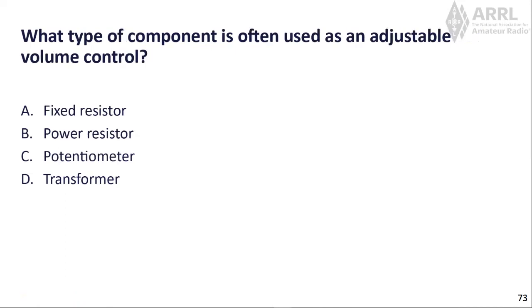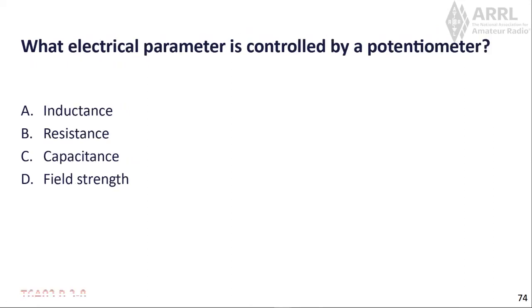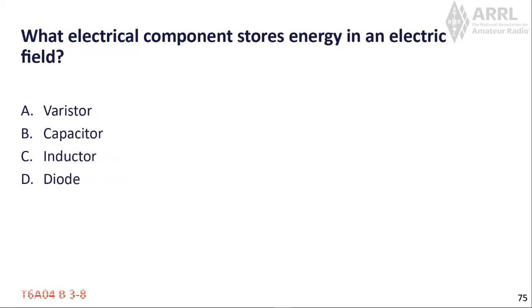What type of component is often used as an adjustable volume control? The answer is C, a potentiometer. What electrical parameter is controlled by a potentiometer? Resistance, B. It's an adjustable resistor.